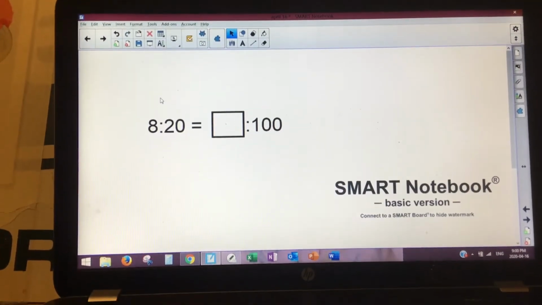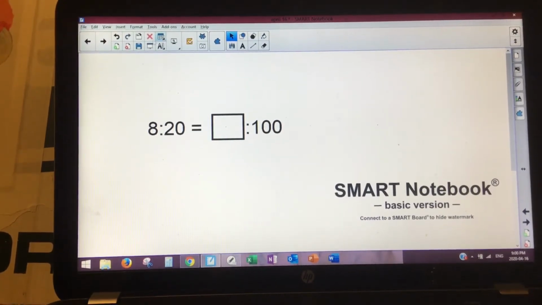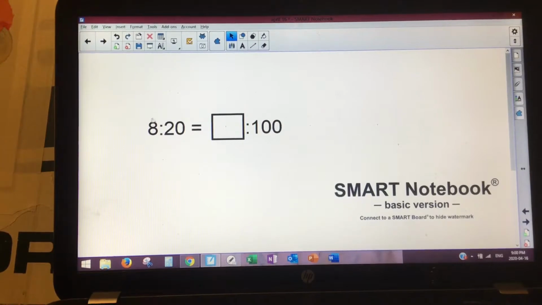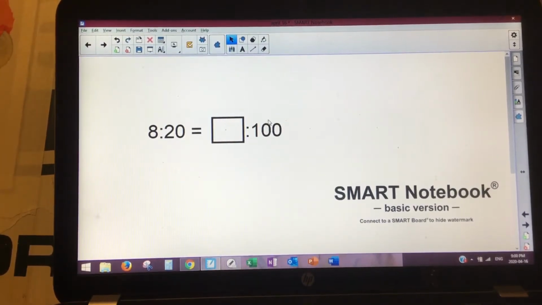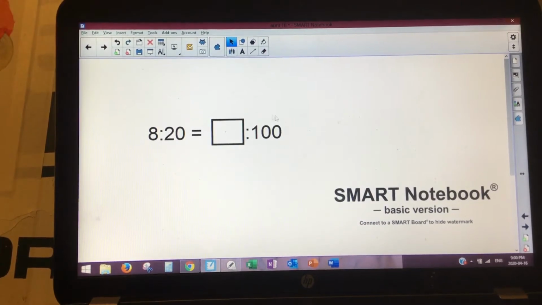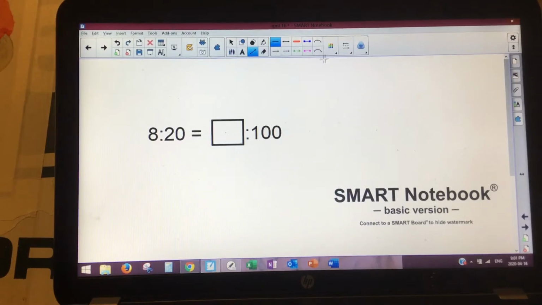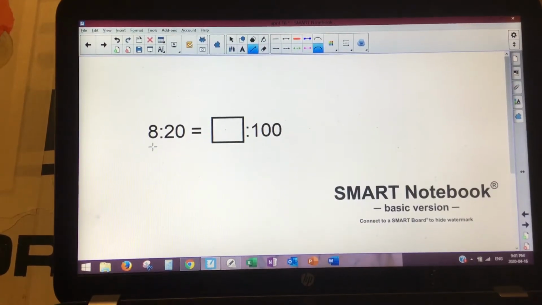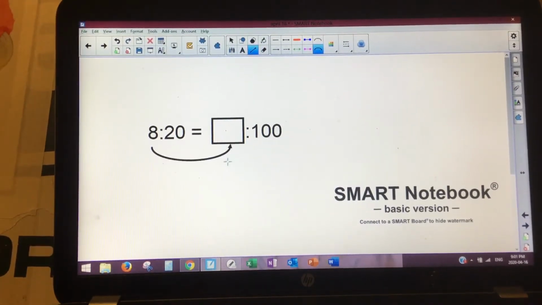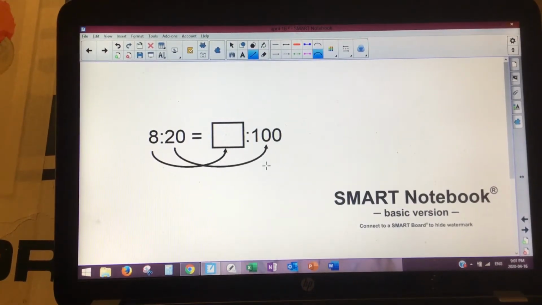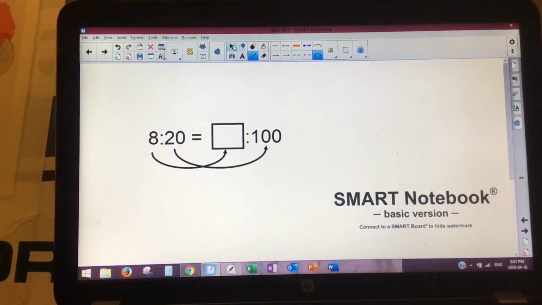Welcome to today's math. We're going to continue with ratios. So as we learned yesterday, a ratio is a relationship between numbers on the left that also have the same relationship on the right. Okay, so for example, 8 will have the relationship to my blank, and 20 will have my relationship to 100.